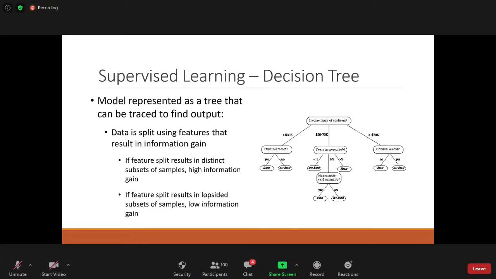So when you're looking at an applicant for a loan at a bank, you'll be given a lot of data, such as the person's salary, how often they've been in their job, what their criminal record is, whether they make credit card payments on time.